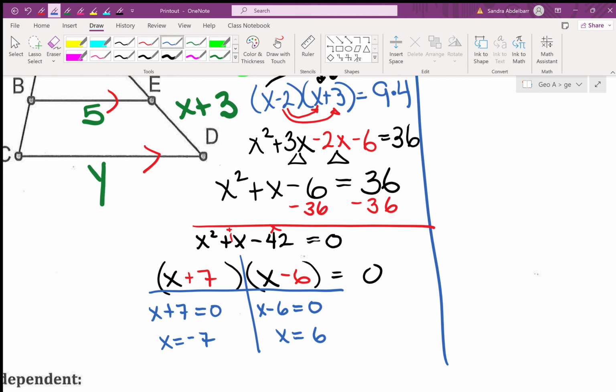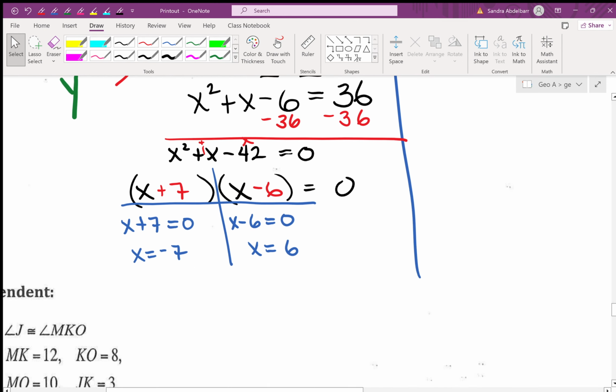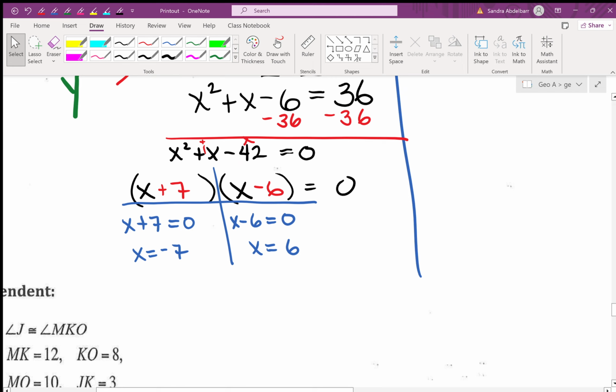Are you allowed to have a negative value for x? Is that allowed? Yes. Absolutely, a negative value for x is allowed. What is not allowed? Negative sides. A negative side or a negative angle, right? So if I were to go back into my diagram and plug negative 7 in for x, negative 7 plus 3, isn't that a negative 4? Is that allowed? No, you can't have a segment length that's negative. So for that reason, I am rejecting negative 7. So now we just have x is equal to 6.